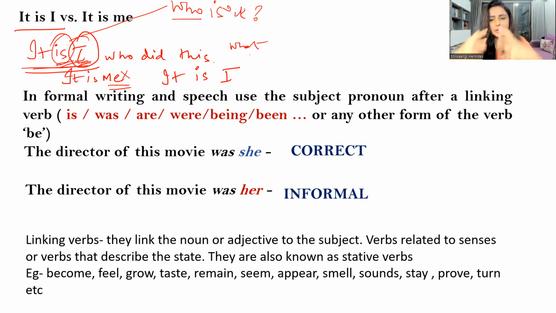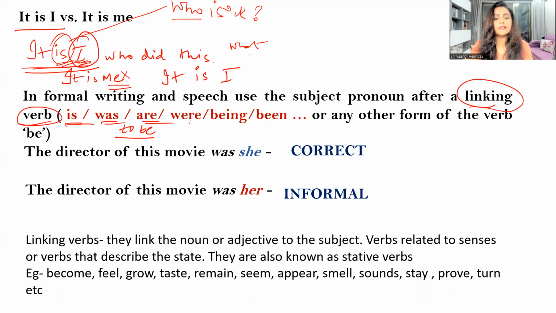Okay. Now, there is something more to this also. Whenever you see a linking verb in the sentence. Now, what is a linking verb? All the forms of to be verbs. What are the forms of to be verbs? To be verbs are is, was, are, were, been, etc. All these are to be verbs. Now, whenever you see a to be verb in your sentence, always make use of the subject pronoun. So you will make use of the subject pronoun not only as the subject of the sentence, but also when you are addressing the object of the sentence.